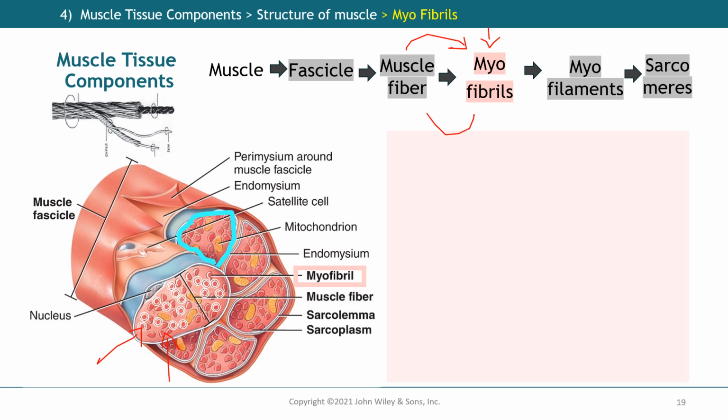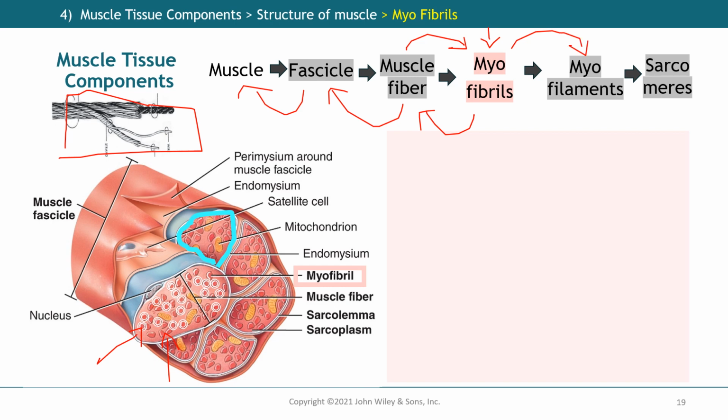So myofibrils are the basic units of muscle fiber in the same way that muscle fibers are the basic units of fascicles, and fascicles are the basic unit of a muscle. So all of this, as I said, is like the rope or the Russian dolls. And now, how we define a myofibril. So now we move into the next, into a microscopic level.